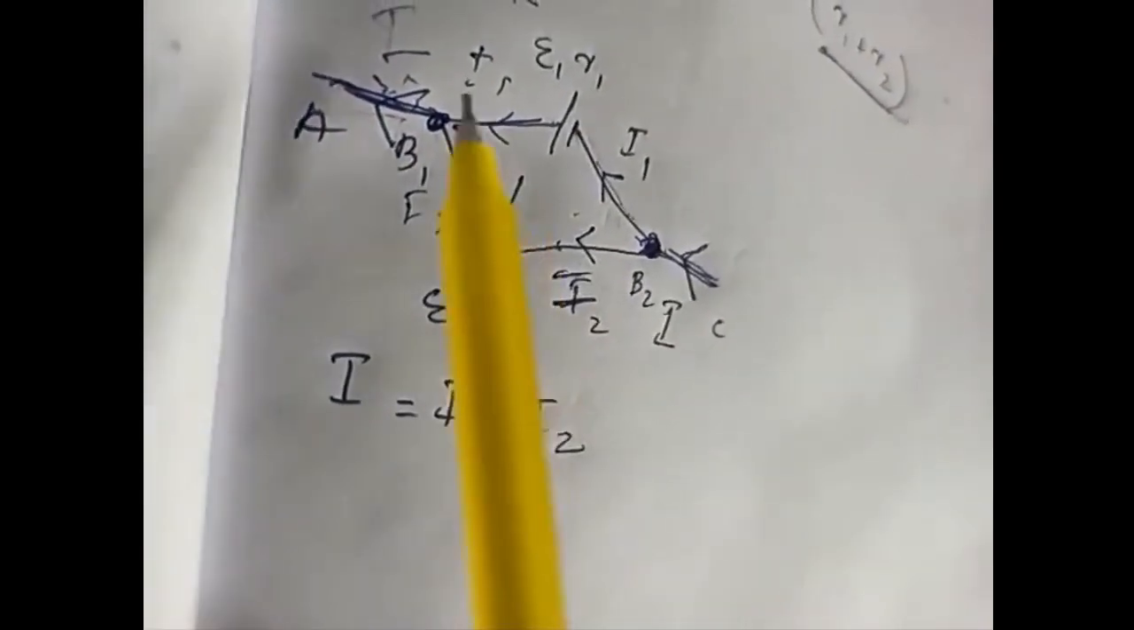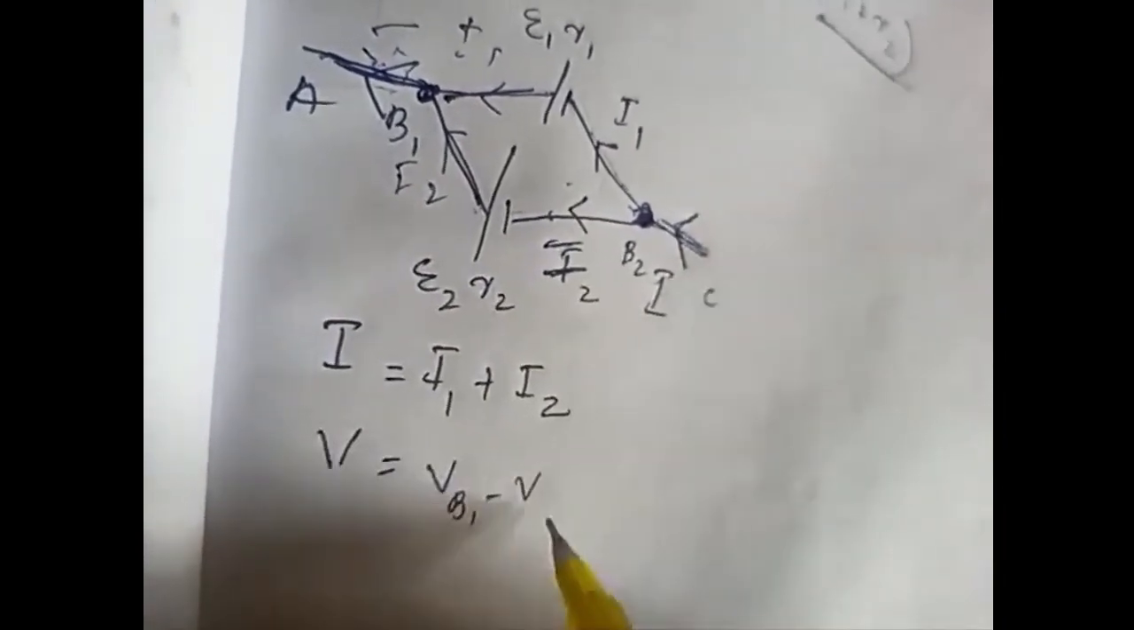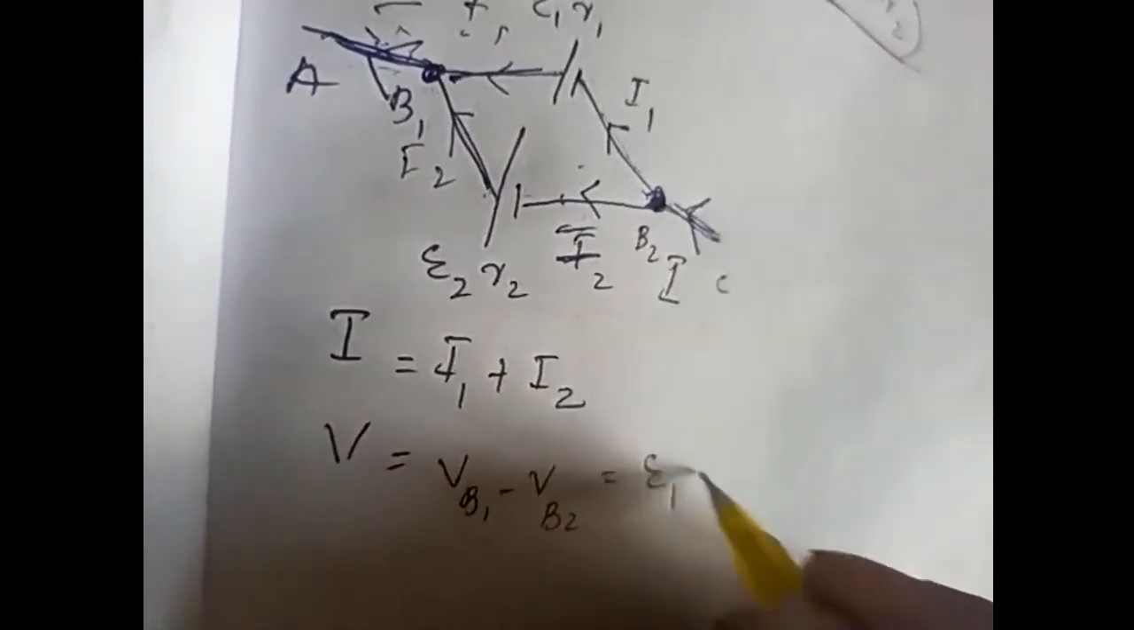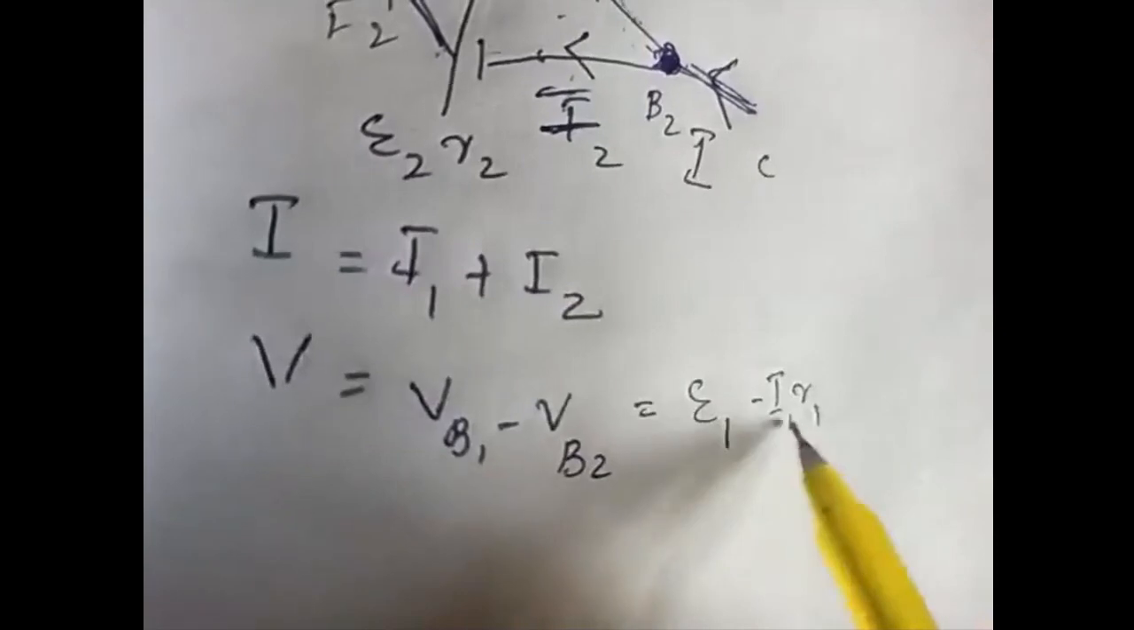So we can write I is equal to I1 plus I2. The potential difference between B1 and B2, let us say that is equal to V. That will be equal to VB1 minus VB2, which is equal to E1 minus I1 R1.